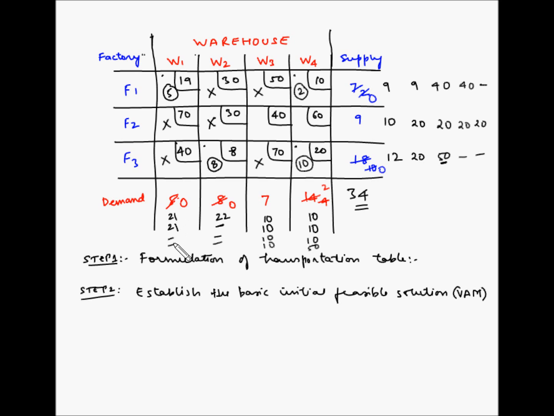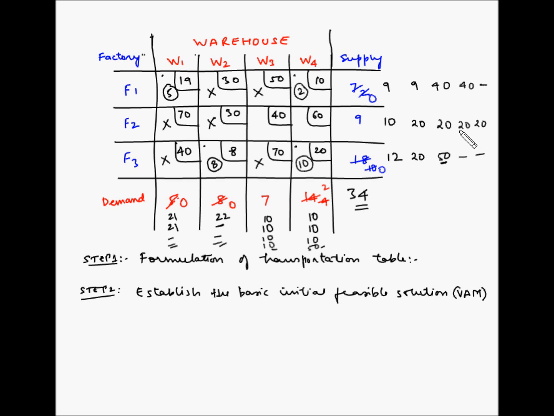Again, for W1, we can ignore because it has been completely allocated. W2 can be ignored. For W3, the lowest is 40, but there is no next lowest, so we can ignore this also. And again, the same thing for W4, the lowest is 60, but then there is no second lowest, so we can ignore this one as well. So now the highest opportunity cost is for F2.